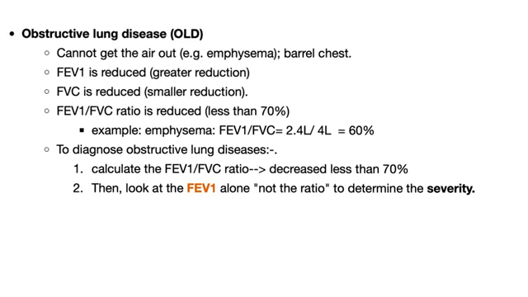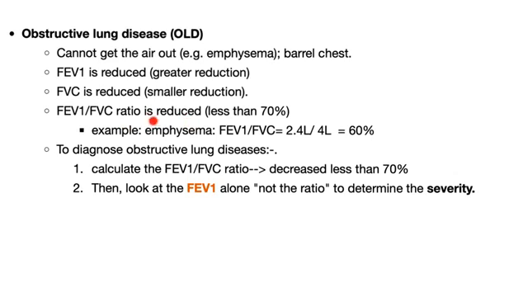Let's talk about obstructive lung disease. What is the definition? I cannot get the air out. Example, emphysema. If I cannot get the air out, I will have a barrel chest because I have increased residual volume and therefore increased total lung capacity. FEV1 is reduced. No kidding, because there is reduction of my ability to get the air out. That's why they have wheezing. FVC is also reduced. Absolutely, same concept.